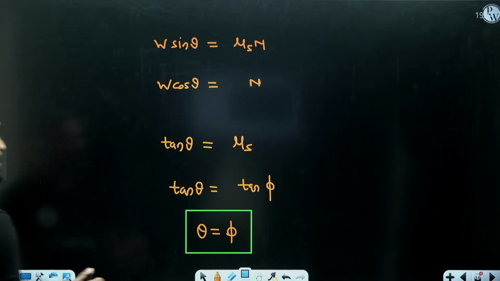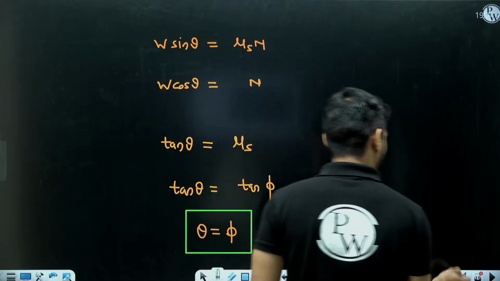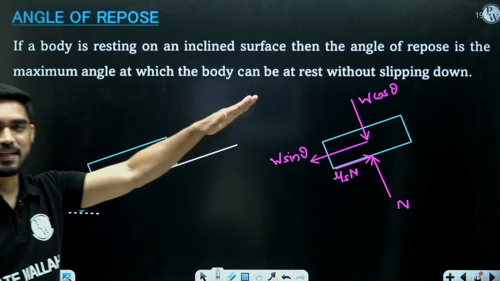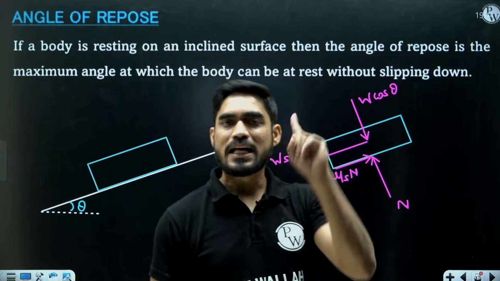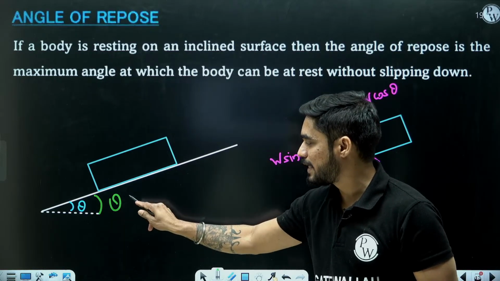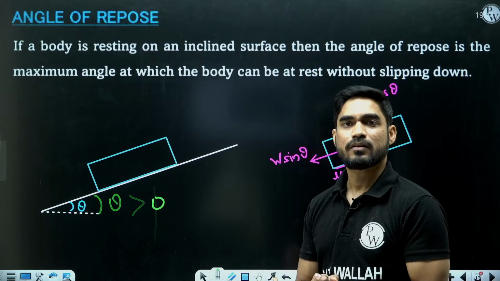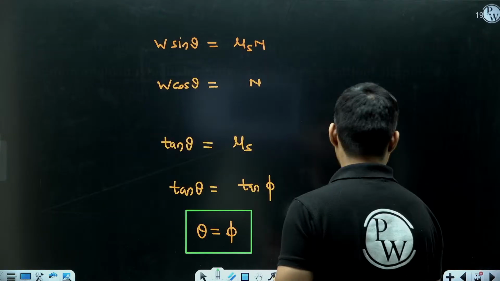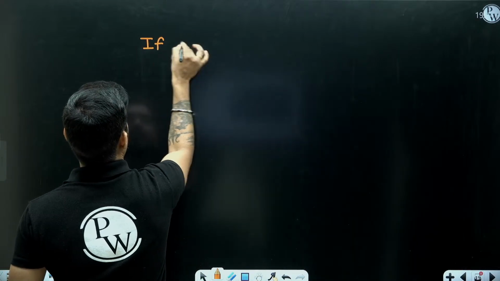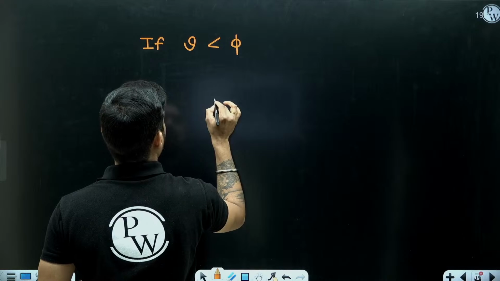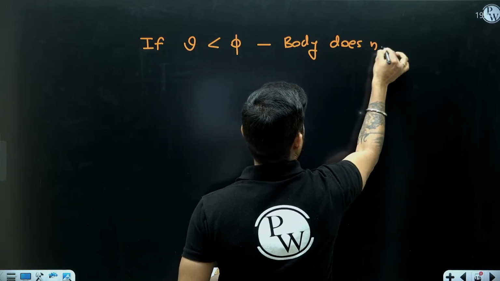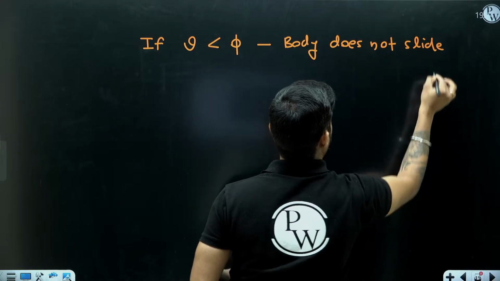So beta, this is another use of friction angle. So friction angle is the angle of repose, means if a body is resting on an inclined surface, it will not fall down until the angle of inclination becomes greater than friction angle. The body will not fall down if theta is less than phi, body does not slide down.